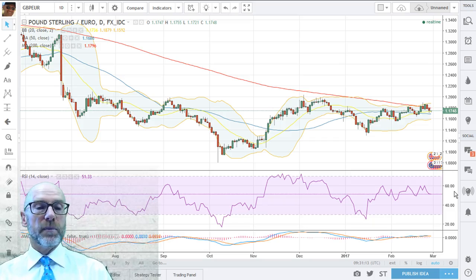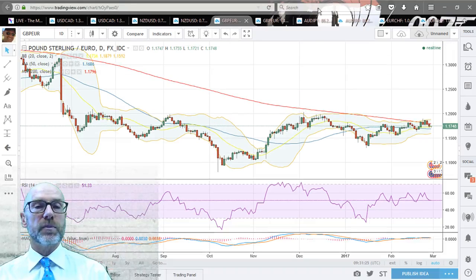RSI, a bit neutral at 51.33, is actually showing no momentum, either up or down, and the MACD is also going completely sideways, giving no indication of momentum there.